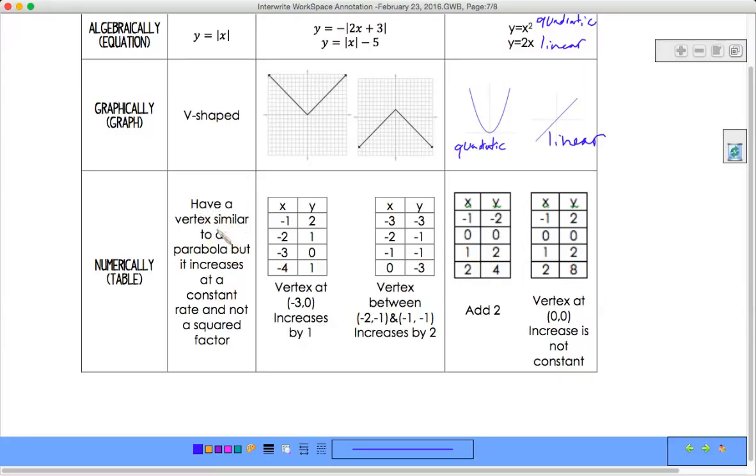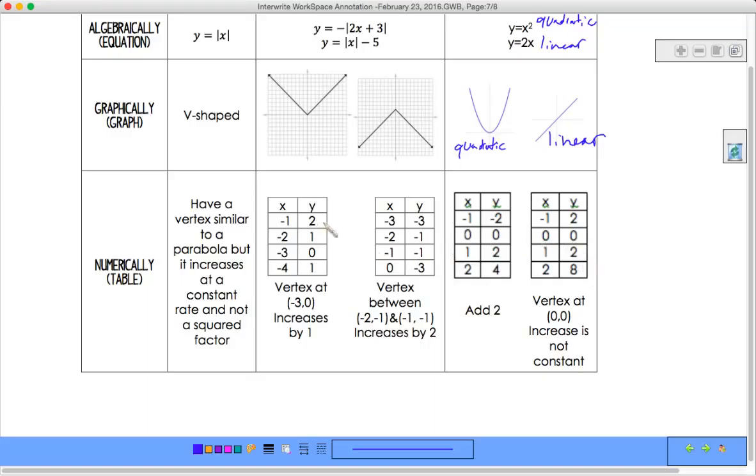So it has a vertex similar to a parabola. So it comes to a point, one spot where it changes direction. But it increases at a constant rate, not at a squared factor. So quadratics don't go up at a constant rate. If you look over here, this is an example of a quadratic. And from here it's changing 2, then it's changing 2, but then it's changing 6.